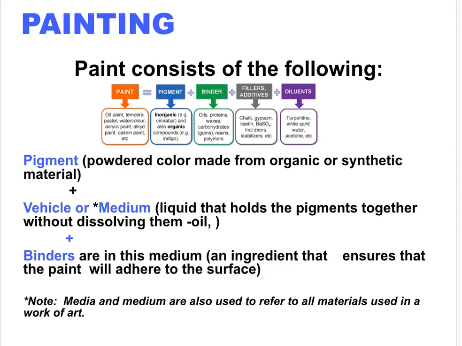And then we have plus the binders. And the binders are in the medium. It's something that's part of it, and it's an ingredient that ensures the paint will adhere to the surface. So all of those things you got to have. Different ways, different forms. We'll talk about lots of different types of painting today.